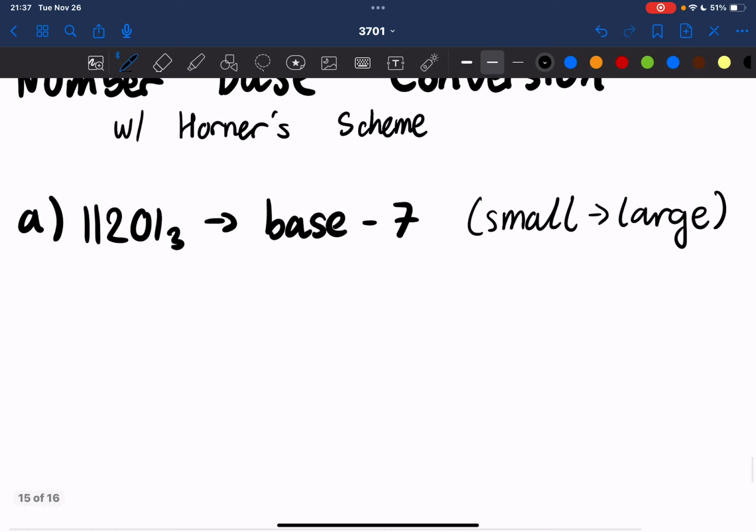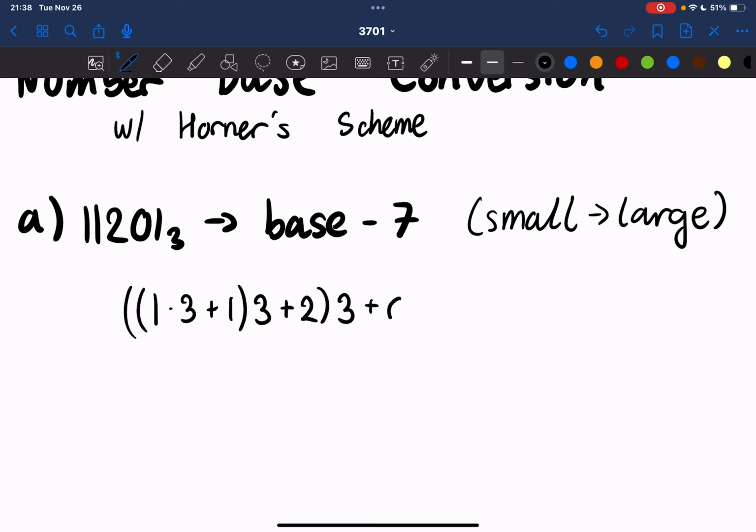What I mean by that is let's take the first digit and multiply it by the base, okay? And let's add the next digit, so that's 1, 1. Let's put parentheses around that. Let's multiply by the base again, add the next digit, which is 2, parentheses again, multiply by the base, add the next digit, which is 0, parentheses again, multiply by the base again, and then finally we add the last digit. So we've got all of our digits, 1, 1, 2, 0, 1, and we've got 1, 2, 3, 4 threes.